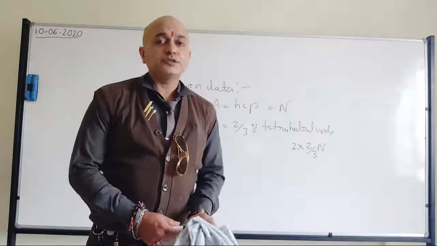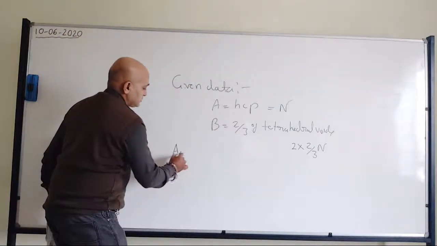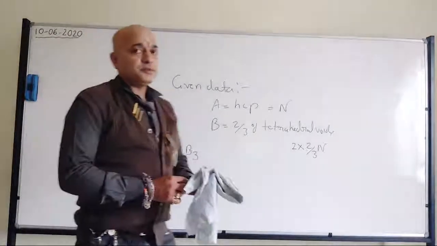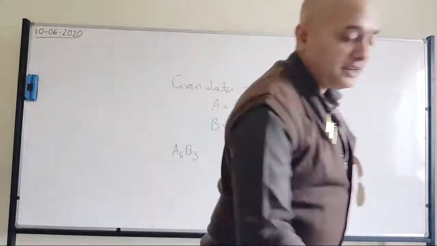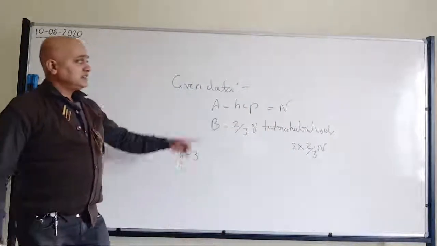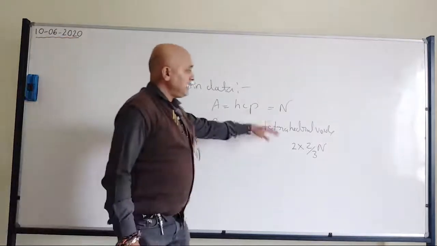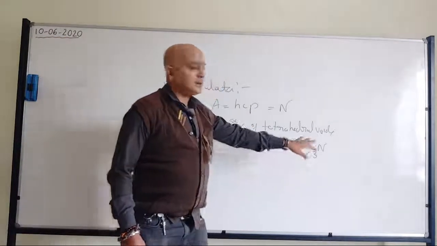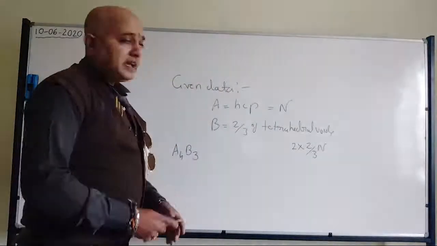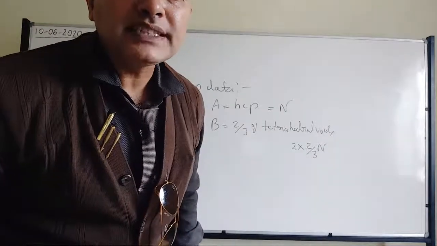So the answer should be A4B3, right? Because you have to identify the ratio. So this will be N, and this will be 2 into 2/3 of N. Therefore it will be A4B3.